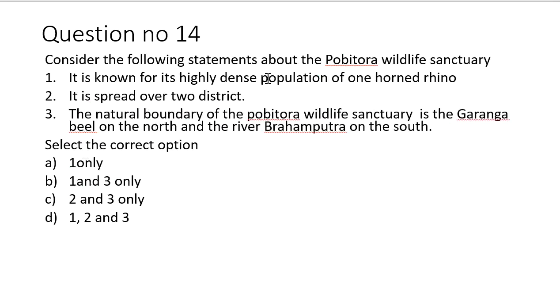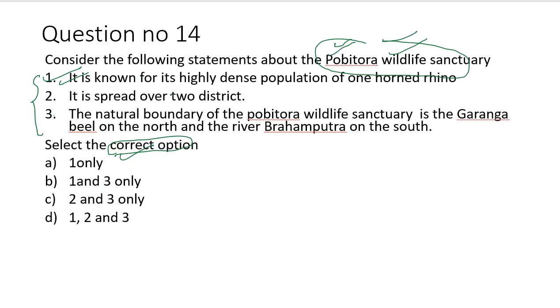Now comes question number 14. Again, a location-based, map-based question about the Pabitra Wildlife Sanctuary. Three options are given and the correct option is to be selected. Option 1 says it is known for a highly dense population of one-horned rhino. This statement is correct. Pabitra Wildlife Sanctuary has the highest density of one-horned rhinos in India.